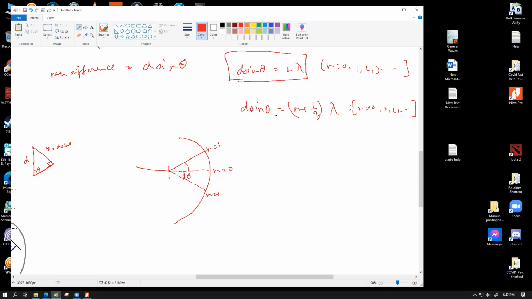But for some reason, I don't know why, in your syllabus they don't teach you this formula. They only work with the bright fringes and bright fringes only. I don't mind, because that's what I have to do. So this is the key formula for our diffraction grating.